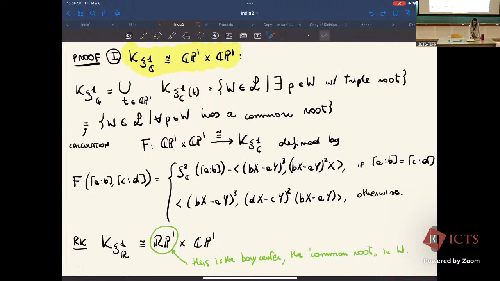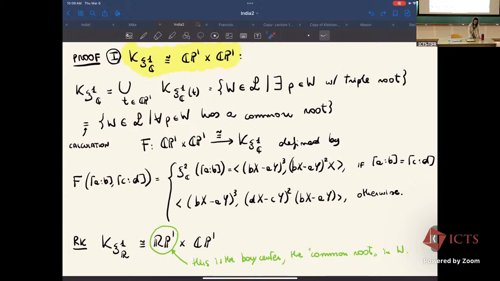And so you want a map from 2 points in CP1 into this thickening. So if the 2 points are the same, then you just send it to the map that we defined before, the Lagrangian that has that root as a common double root. If they are different, one root will correspond to this line with a triple root, and the other will just have the other as a double root and this as a common. Okay, and this map works.